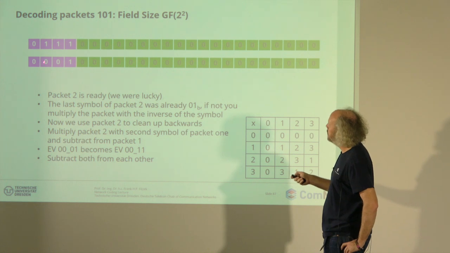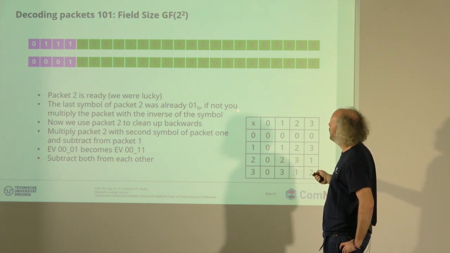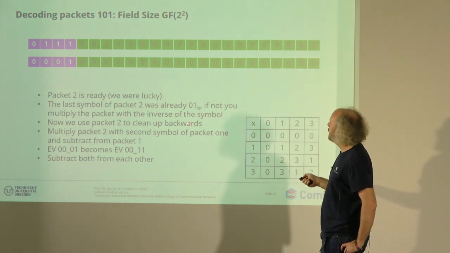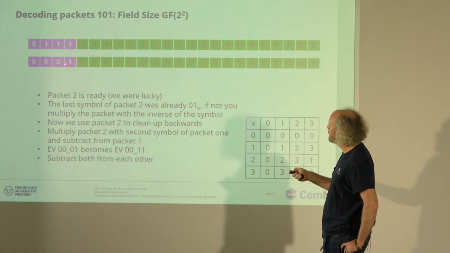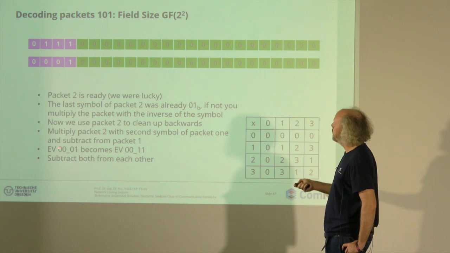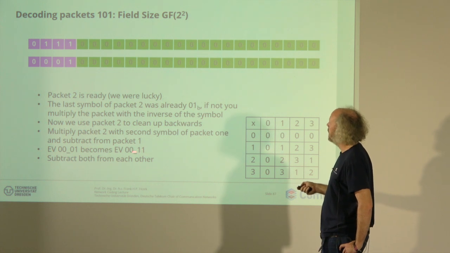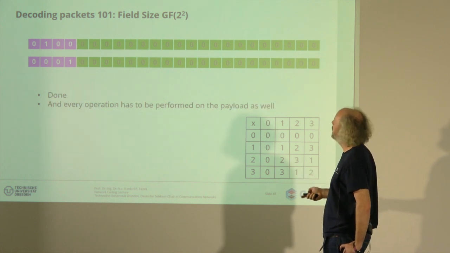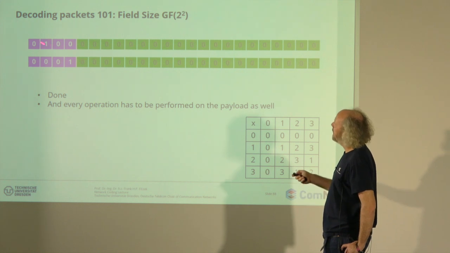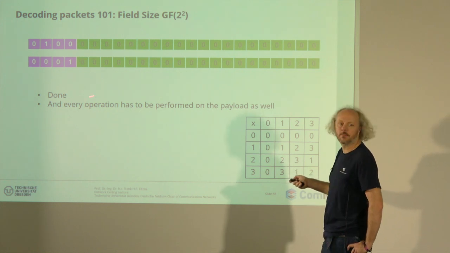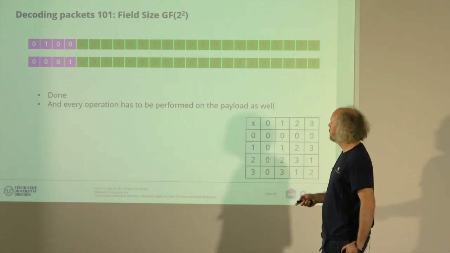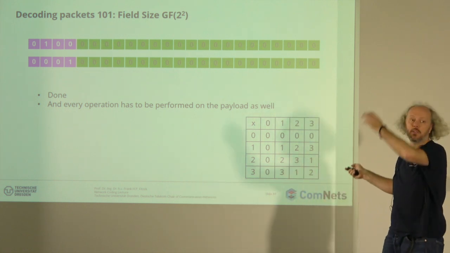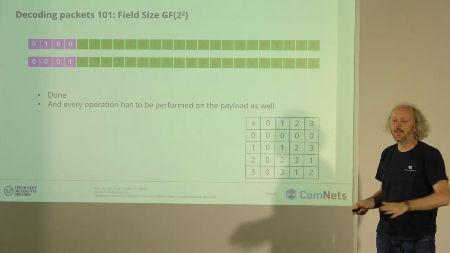The last symbol of packet 2, this one, was already 0, 1. If not, you have to multiply the packet with the inverse of the symbol. I've told you this. Now we use packet 2 to clean it up backwards. Multiply packet 2 with the second symbol, 0, 1, of packet 1, and subtract it from each other. So we take 0, 0, 1, 0, and this new encoding vector becomes 0, 0, 1, 1. Subtract from each other, and you get the new one, and it looks like this. And now we have exactly the same. This is packet number 1, and this is packet number 2. And don't forget to do the same with the encoding vector also on the other part, if you want to do it.